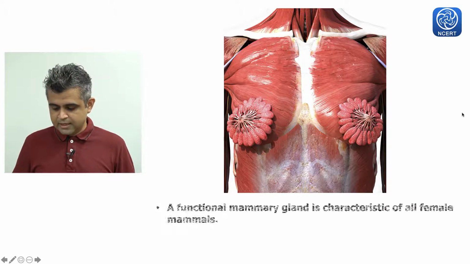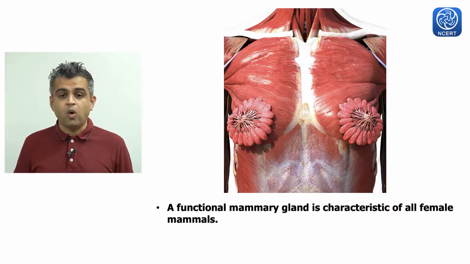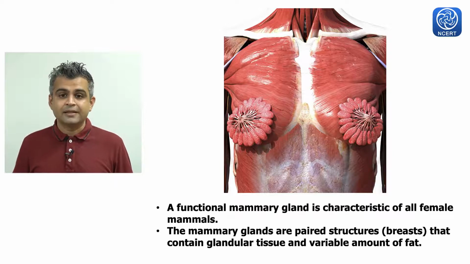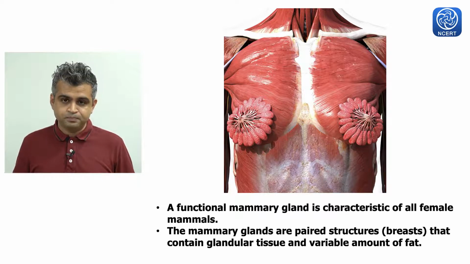So the NCERT says that a functional mammary gland which produces milk is the characteristic of all mammalian females, and the mammary glands are paired structures, breasts, that contain glandular tissue. Why glandular tissue? Because they will secrete something. What do mammary glands secrete? Milk. So they are exocrine glands, and of course they contain a variable amount of fat.